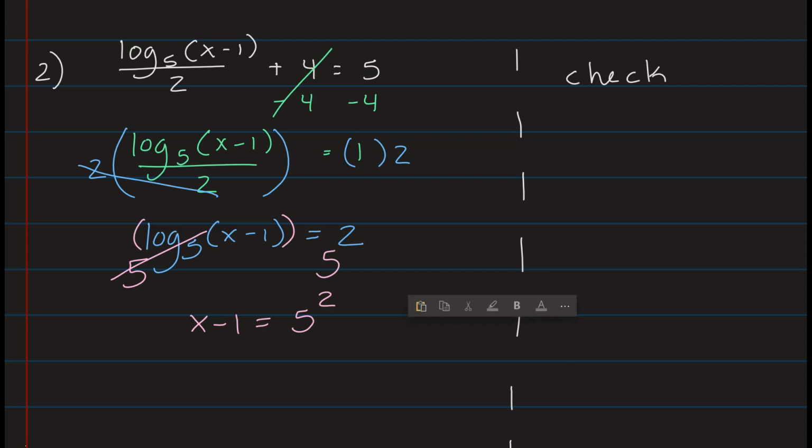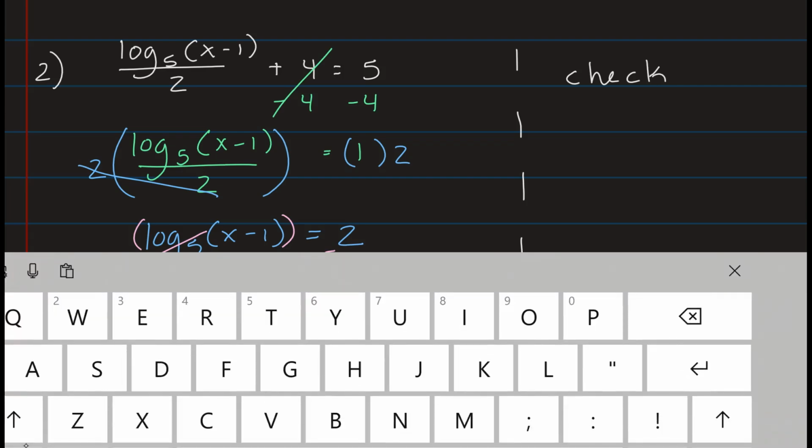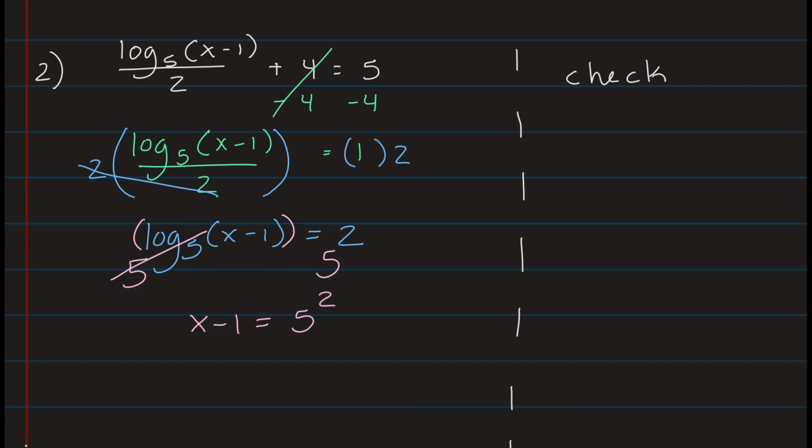5 raised to the power of 2 is just 25. And then I just need to add 1 over to get x by itself. So x here is equal to 26.